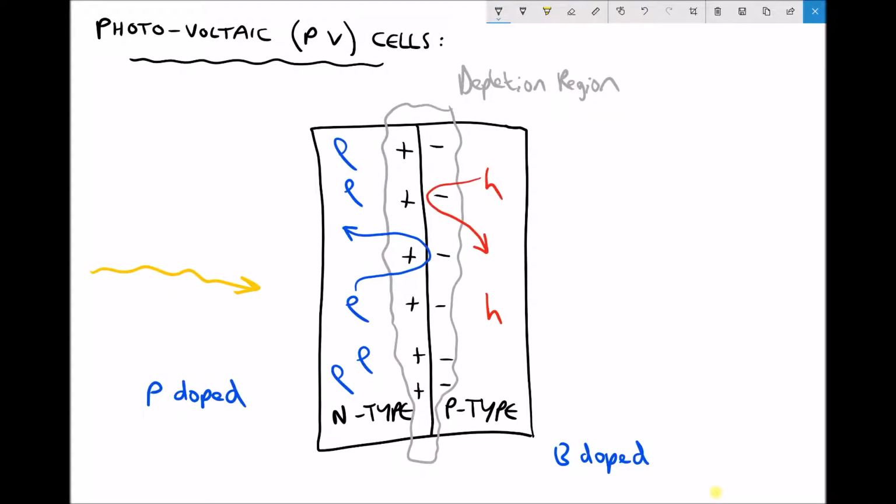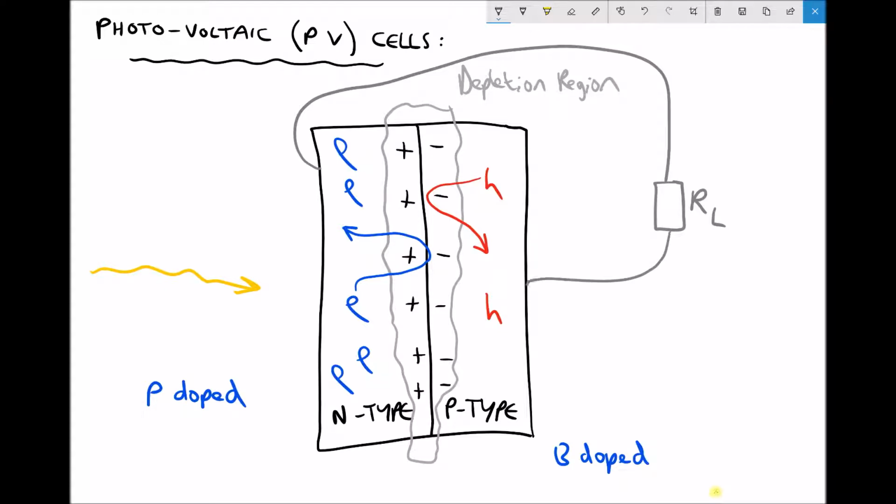Because by connecting our N-type to our P-type via an external load, it's going to look something like this. We've now provided a path for those electrons. So this is why we end up with a DC current from PV cells and therefore from solar panels.